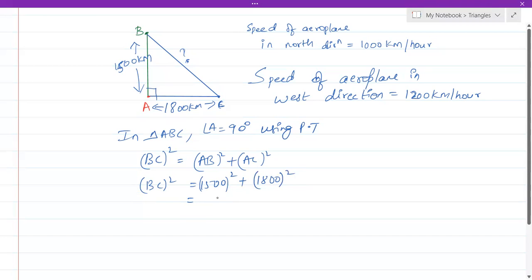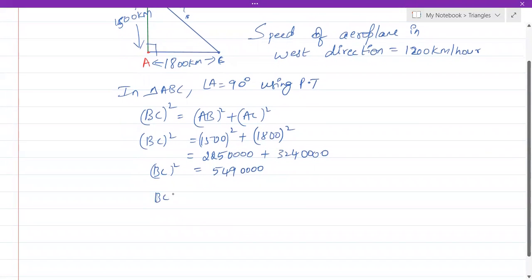So 1500 the whole square. 15 square is 225. There are two zeros. If you square it, it will become 4 zeros. Similarly, 18 square is 324. Two zeros. If you square it, it will become 4 zeros. Therefore, this will become 549 followed by 4 zeros. That is the value of BC square.